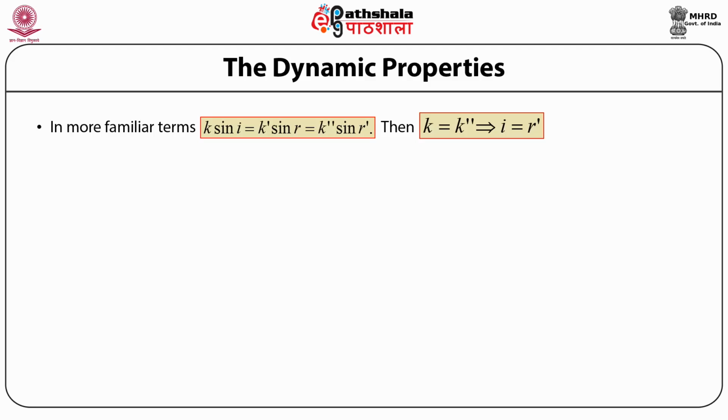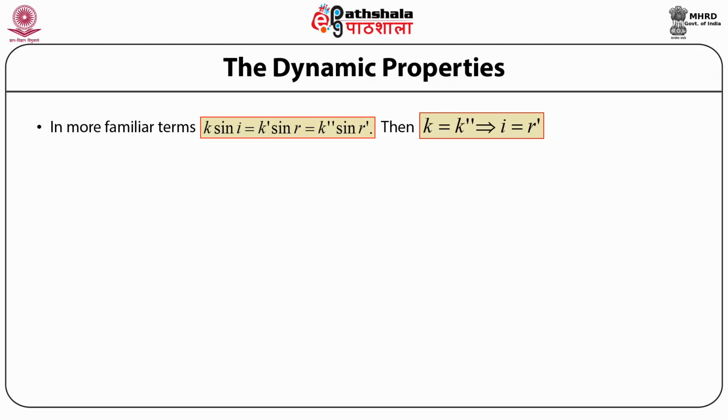So now first let us look at the first and the third part of this equation, which basically represent the incident and the reflected wave. Since k and k double prime represent the same medium and as discussed earlier are equal, therefore sine i turns out to be equal to sine of r prime, or in other words, the angle of incidence i is equal to the angle of reflection r prime.